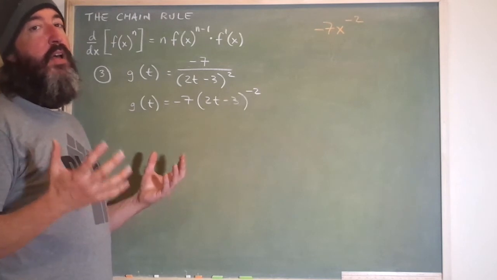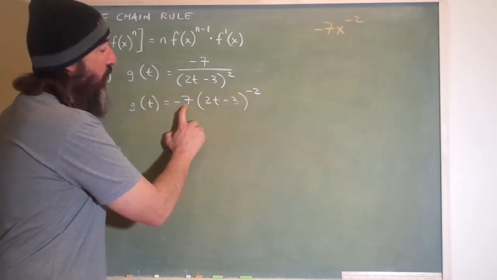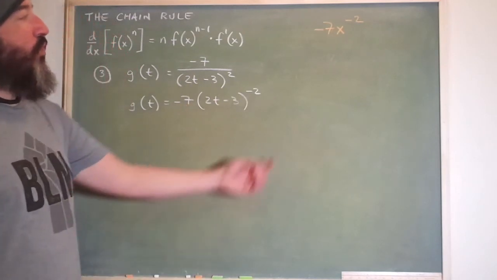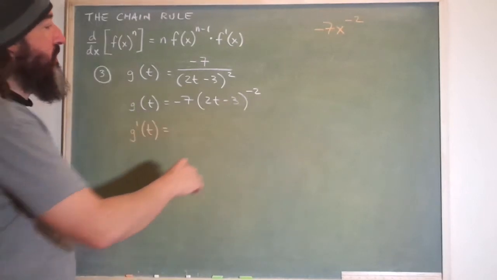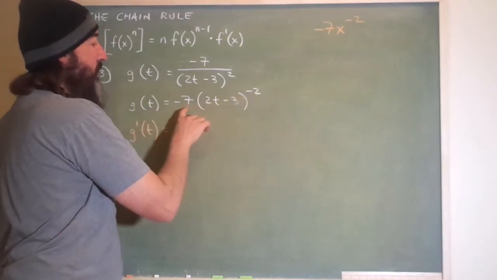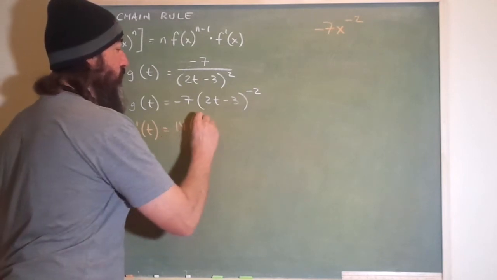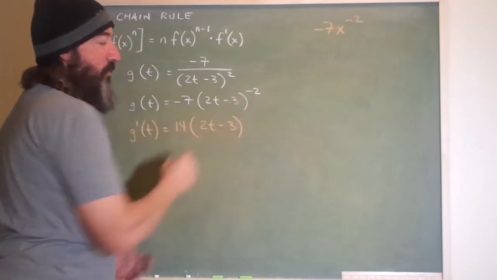Now let me point out that I would not need to use the product rule here because I simply have a constant multiplier. I can get the derivative of this the exact same way I would get the derivative of this. So to get g prime of t, I'll move my negative 2 into the front, and negative 2 times negative 7 is positive 14, and then 2t minus 3, I'll subtract 1 from this.